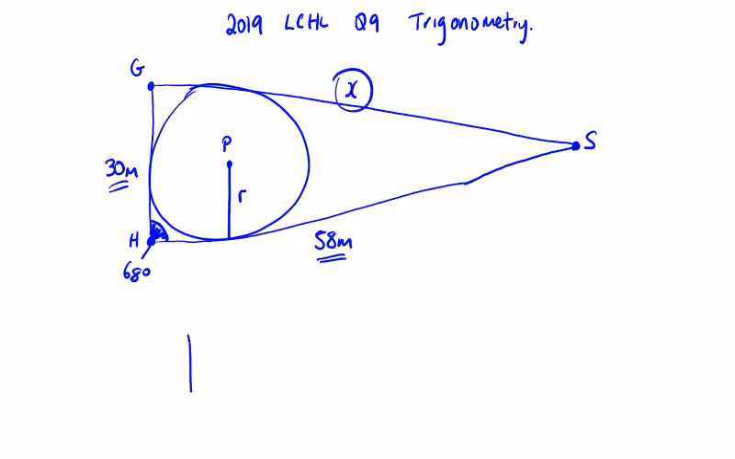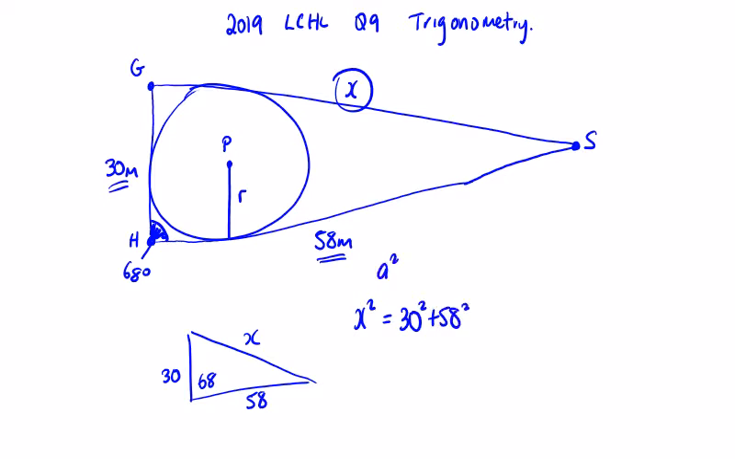So if we just do a smaller version of this triangle, we're looking for x. We have 68, we have 30, and we have 58. Because we have the two sides and the angle in between, that's always an indicator that we've got to use the cosine rule. So the cosine rule, the side opposite the angle, x squared, is equal to 30 squared plus 58 squared. I'll write it out with the formula first: a squared is equal to b squared plus c squared minus 2bc cos A.